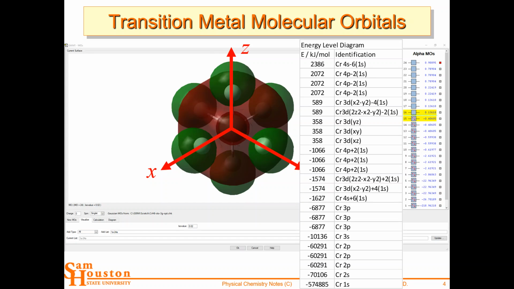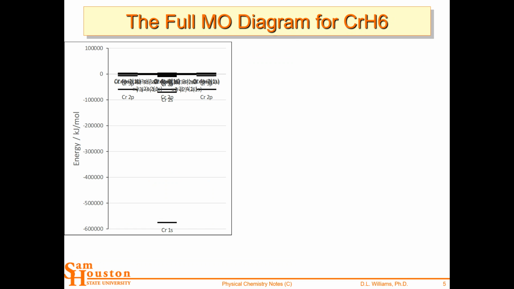I know you probably can't see this writing, but it starts down here at the chromium 1s orbital and goes all the way up to the highest antibonding combination of the 4s and the hydrogen 1s's. So let's go through each one of these and look at the molecular orbital diagram. This is the full molecular orbital diagram for this chromium hexahydride.